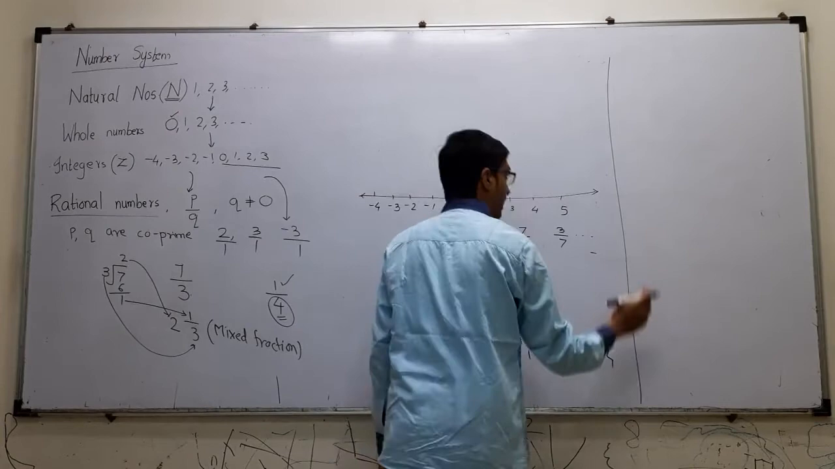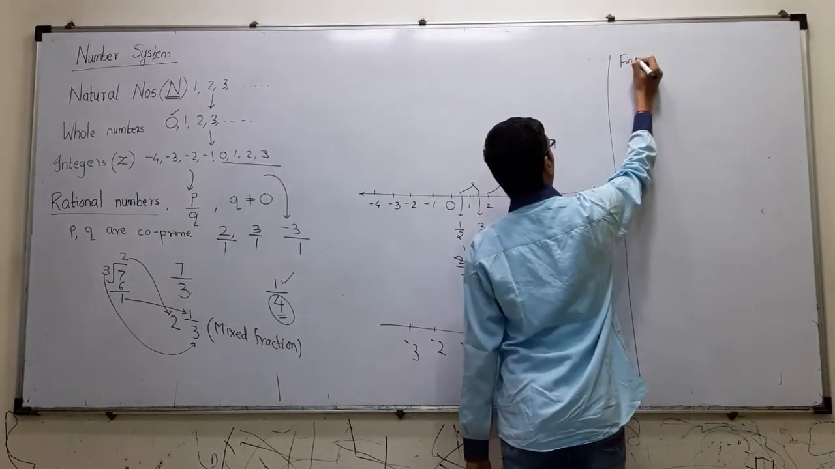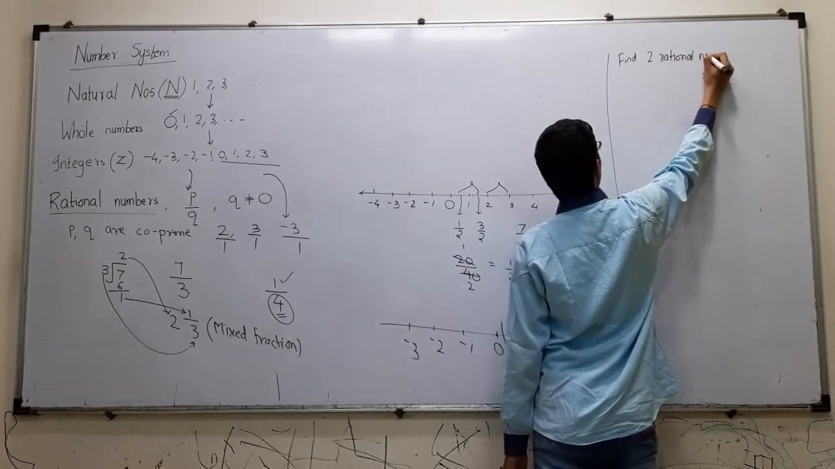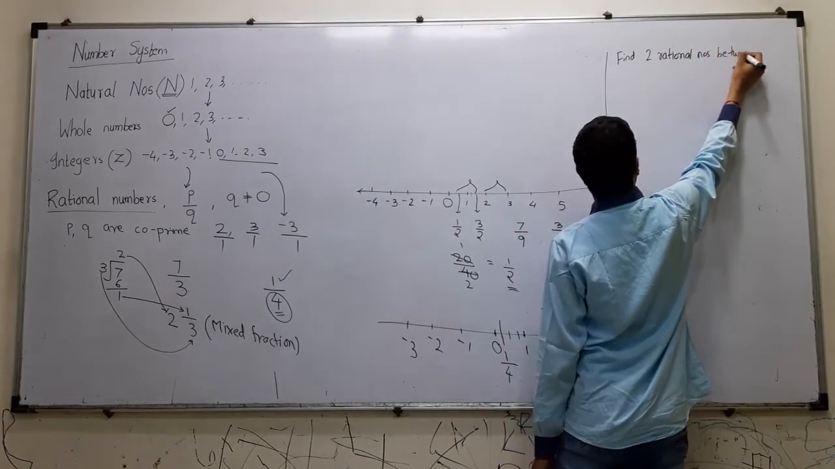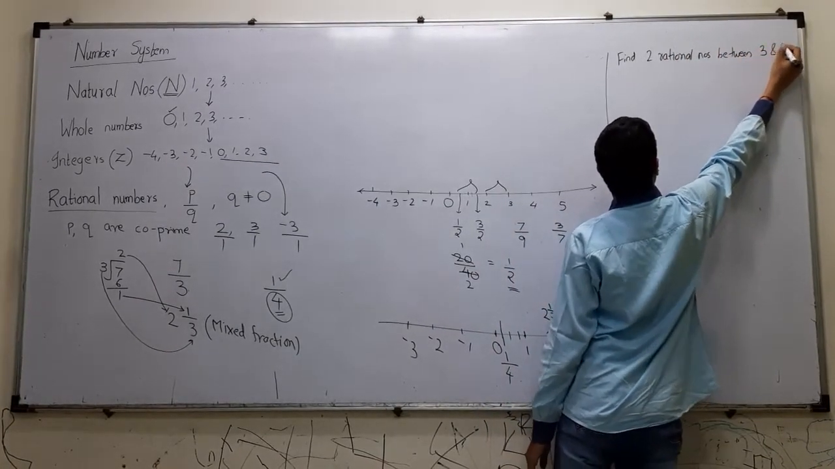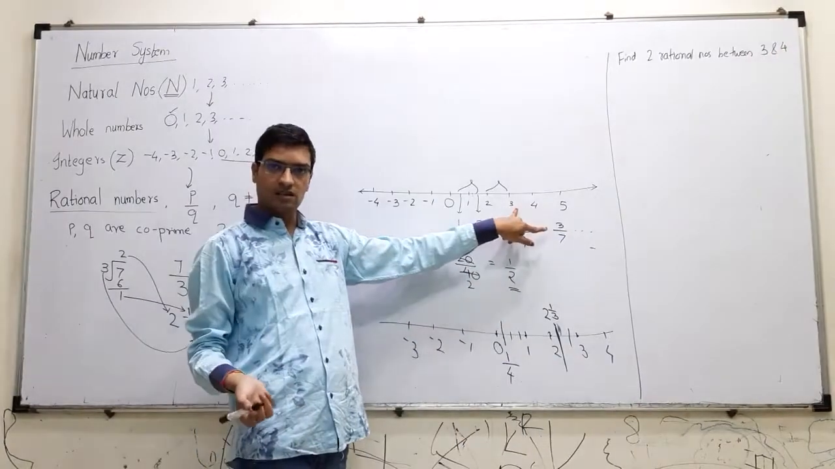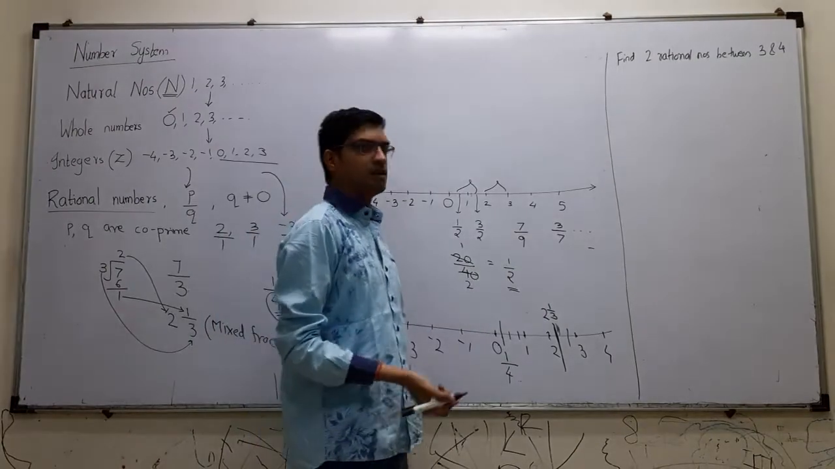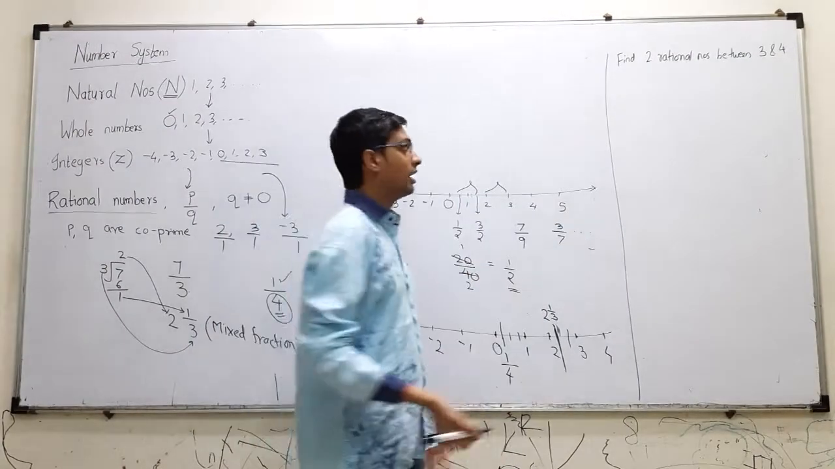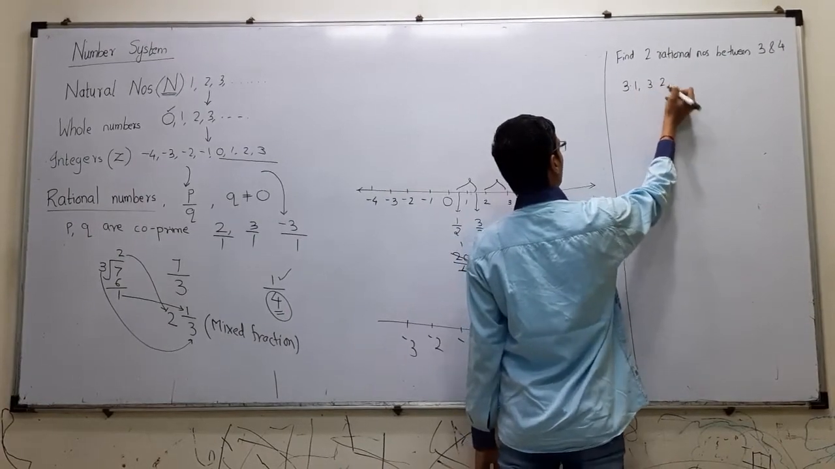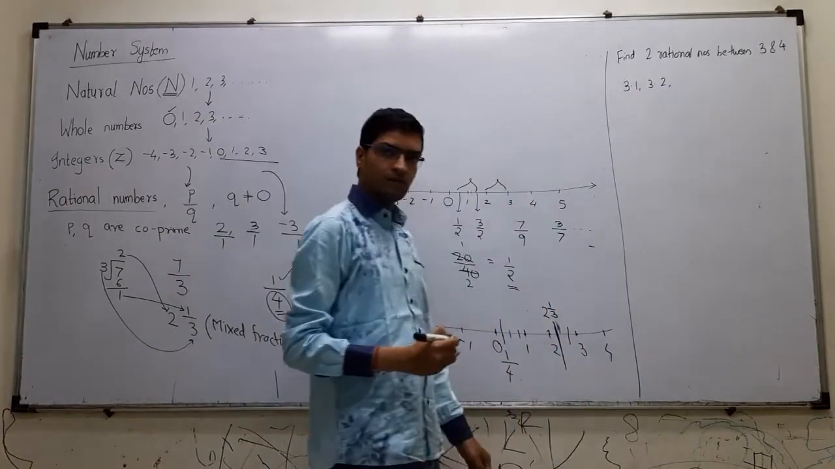In the exam they can ask you to find 2 rational numbers between 3 and 4. Between 3 and 4 we know there are millions of rational numbers. They are asking only 2 rational numbers. Now there are various answers you can write. If you want you can write 3.1, 3.2. They can be 2 rational numbers.